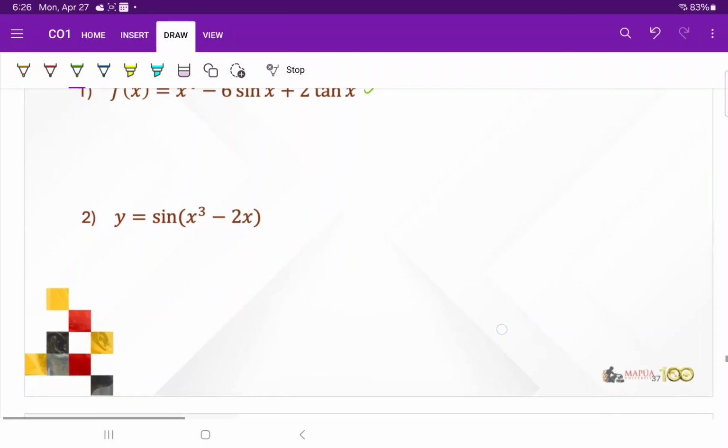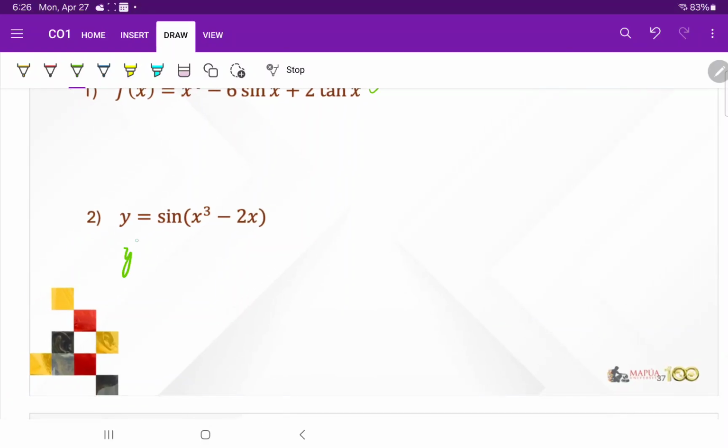The next is sine of x cubed minus 2x. So what's your y prime? This is u. So what's the derivative of sine u? It's cosine of x cubed, cosine u times the derivative of u. Again, the derivative of sine is cosine. Cosine u times what? 3x squared minus 2. And that's the derivative of x cubed minus 2x.